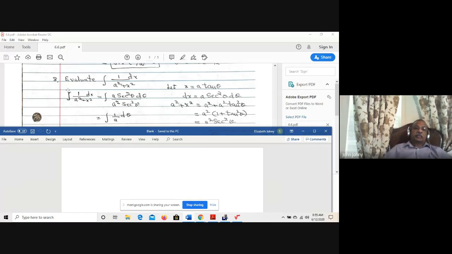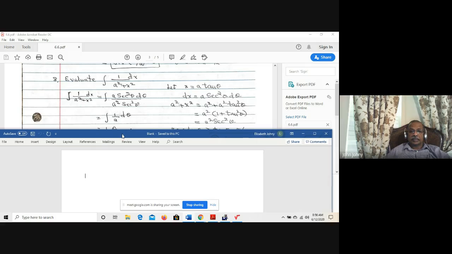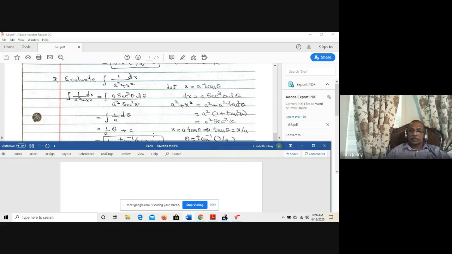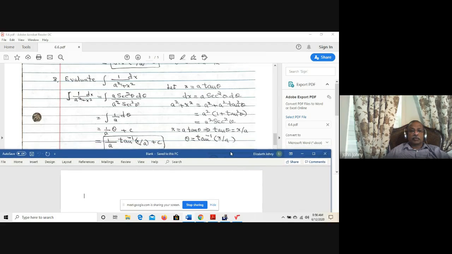Therefore, integral of 1 over a square plus x square dx is equal to integral dx. Dx is a secant square theta d theta. Denominator a square plus x square, that is a square secant square theta. Secant square theta cancels, an a cancels, that is 1 over a d theta. So 1 over a times theta plus c. And now what is theta? X is equal to a tan theta. That is tan theta is equal to x over a. Therefore, theta is equal to tan inverse x over a. So the final answer is 1 over a tan inverse x over a plus c.